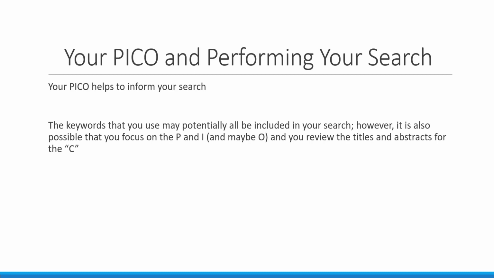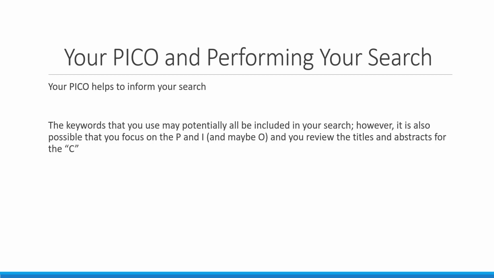Your PICO helps to inform your search. The keywords that you use may potentially all be included in your search. However, it is also possible that you focus on the P and I and maybe the O, and you review the titles and abstracts for the C. So what do I mean by that? We're going to be looking at keywords here in just a moment. Keywords are what we're going to be using to do our search.